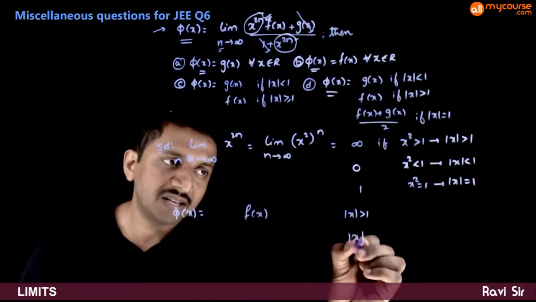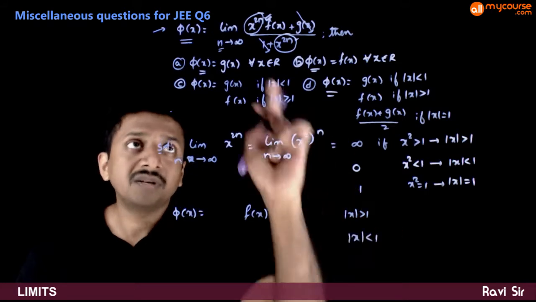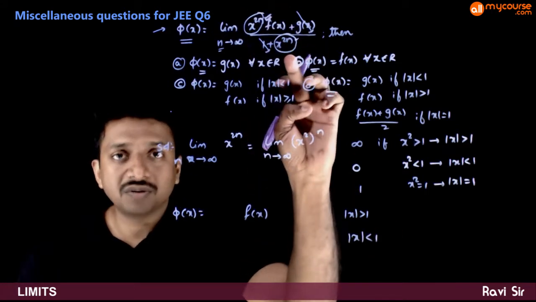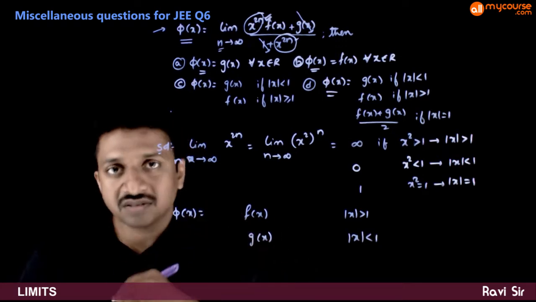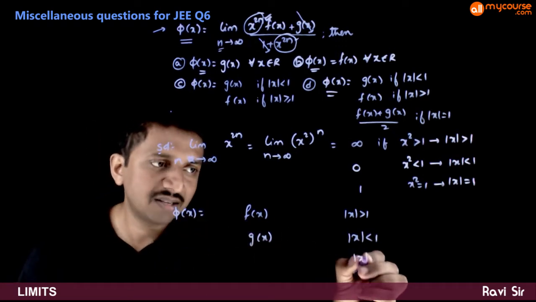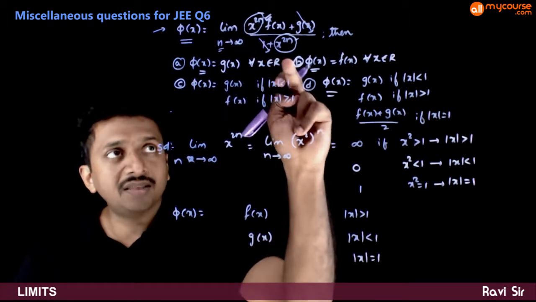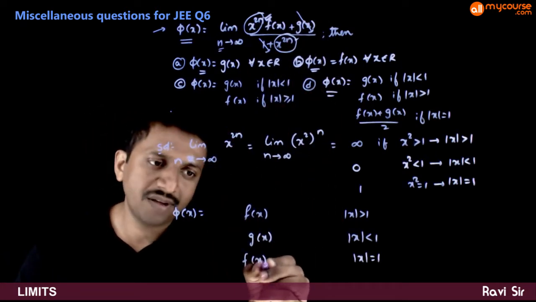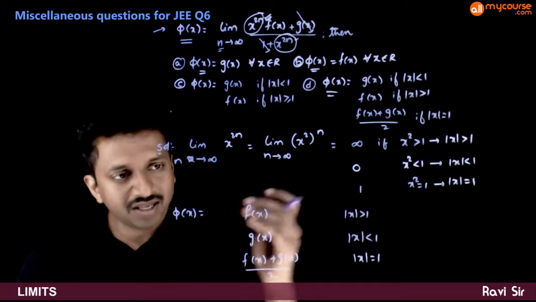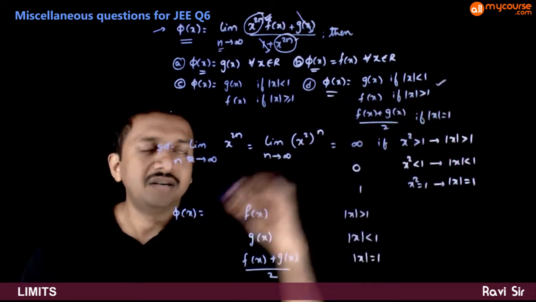And if mod x is less than 1, x^(2n) goes to 0. So this goes to 0 and this goes to 0. So you get g of x by 1, which is equal to g of x. And if mod x is equal to 1, x^(2n) goes to 1. So if you put 1 in this place, you get (f of x plus g of x) by 2. So this is the piecewise definition of phi of x. So option D is the right answer.